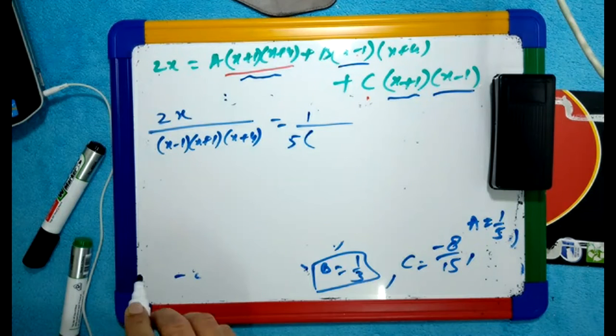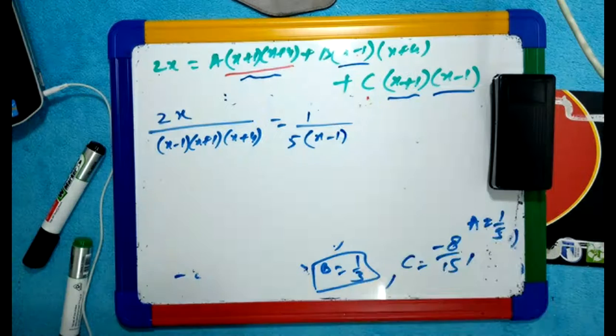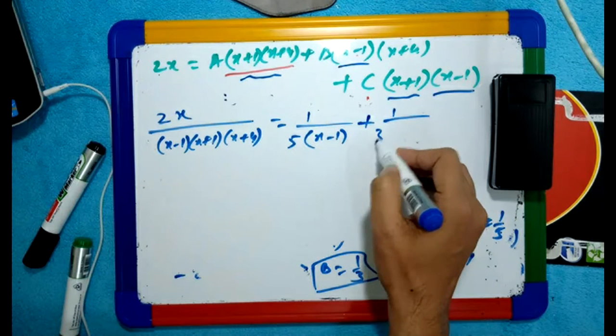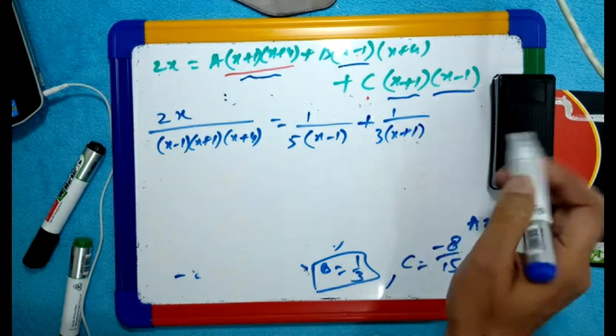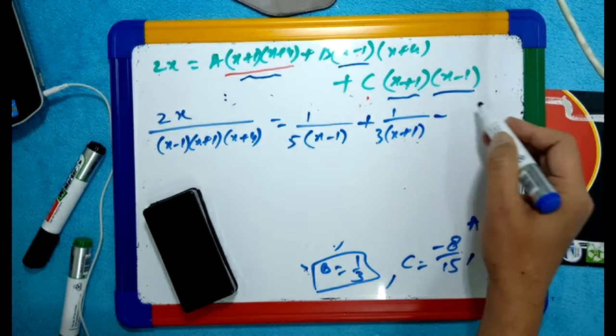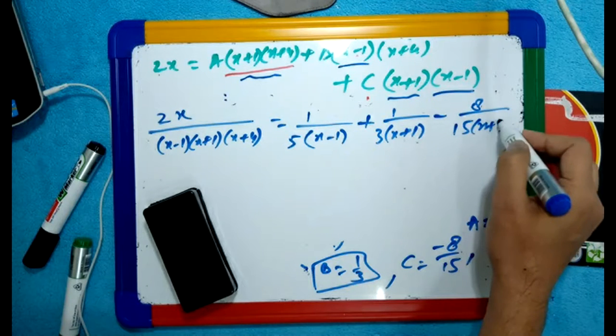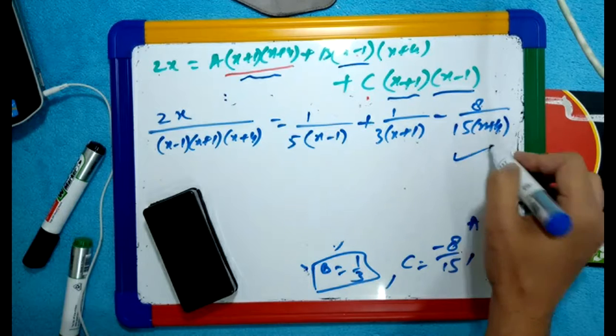It was a over x minus 1, right? So 1 over 5x minus 1, and then b is plus 1 over 3 times x plus 1. And then c is minus 8 over 15 times x plus 4. Done. This is your partial fraction.